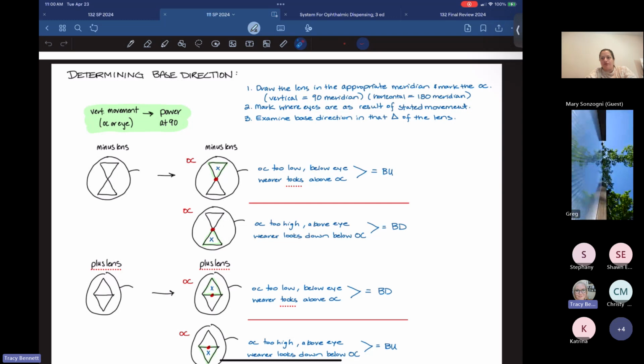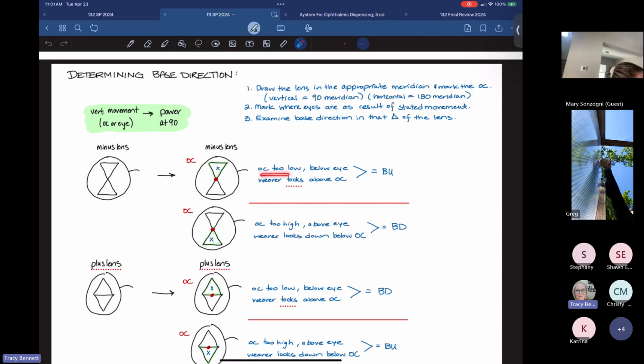This is where you can, and I don't think you'll ever go wrong. You draw the lens in the appropriate meridian and mark the OCs. So all of these, I start out by taking the lens and I draw it in the appropriate meridian, right? And then I mark my OC. And then I say, well, what happened then? Did the eye look somewhere, or was the lens moved somewhere? So like this one is saying if the OC is too low, so that means the OC is here. If it's too low, then that means the eye ended up here, base up prism for a minus lens.